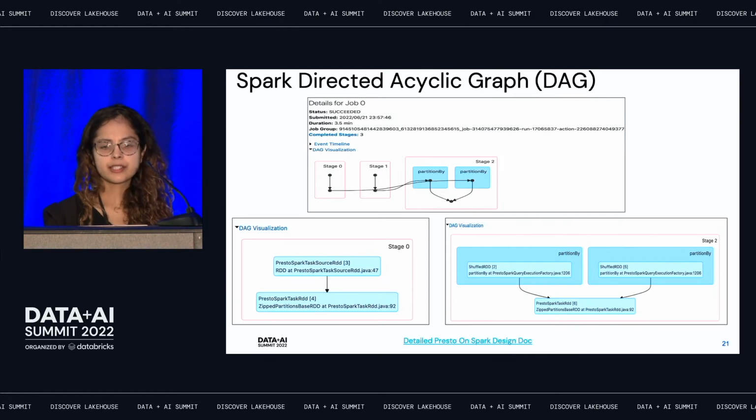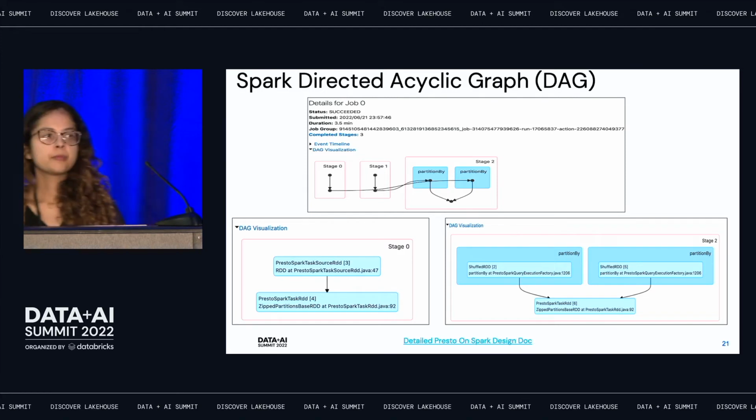So let's look at the Spark DAG. So this is what you're going to see on the Spark UI. Stages 0 and 1 correspond to the scan inputs. Stage 2 is the shuffle. You're doing the shuffle and join here.